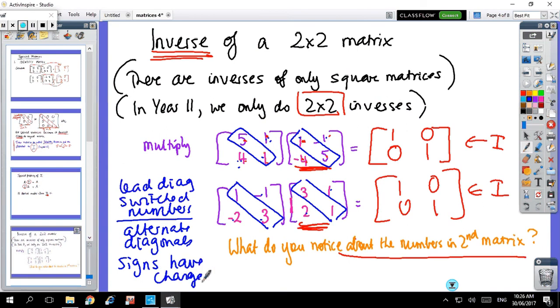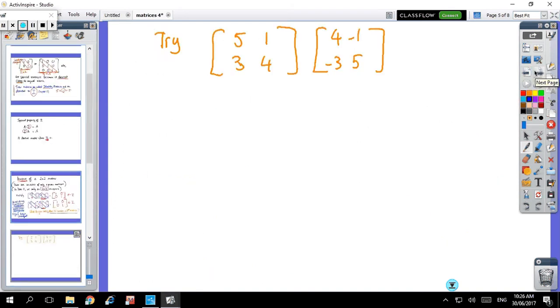So that's one thing you should have noticed, or could have noticed, or might have noticed. Okay, so let's have a look at another example. What I've done here is I've got the leading diagonal changed and the other numbers have changed sign, but let's do the multiply and see what happens. Okay, so pause, and when you're ready, come back live. Because at the moment, everything's in the right spot, but let's see what happens.